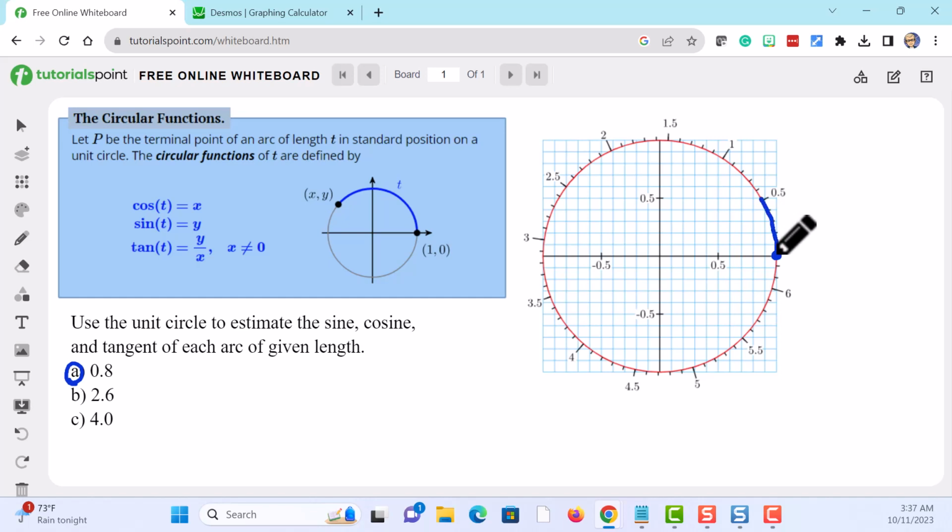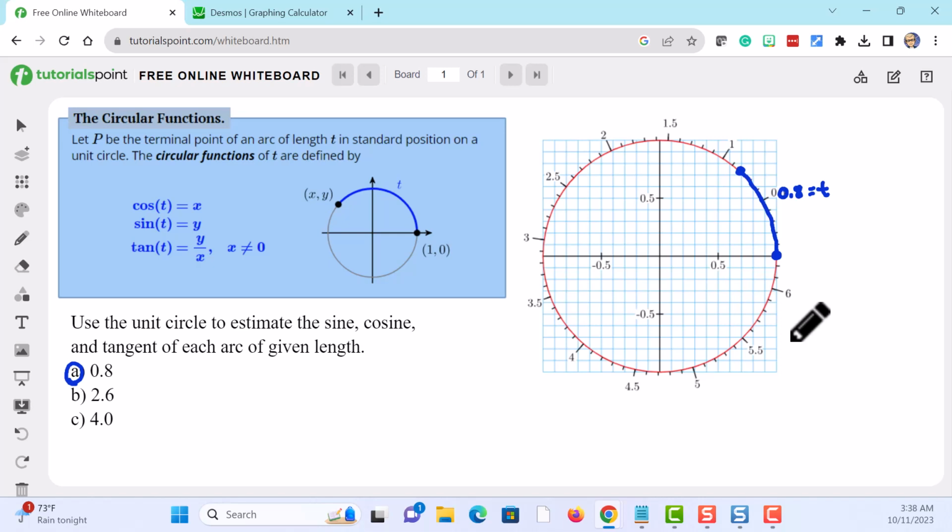So here we're at 0.5, and we want to stop before we get to 1. We want to stop at 0.8. So we have 0.8, and we call this a value of t. So t, the arc length, is equal to 0.8.